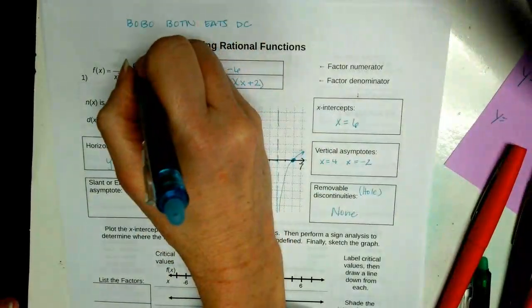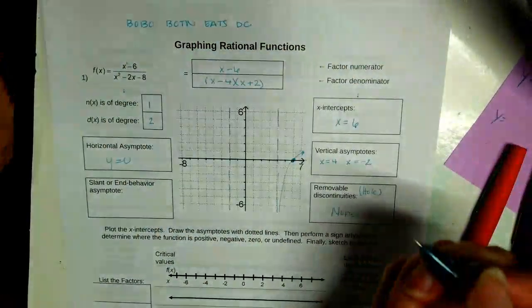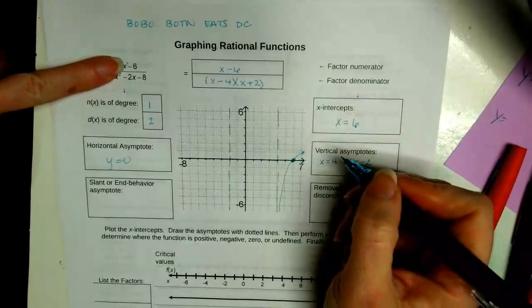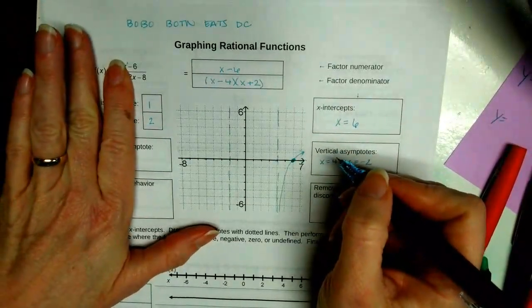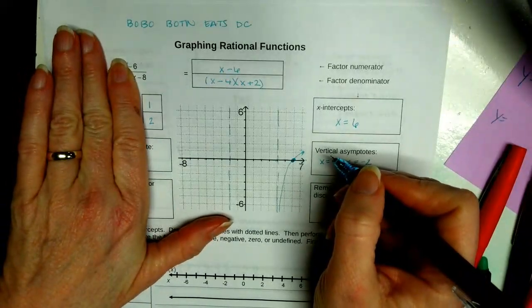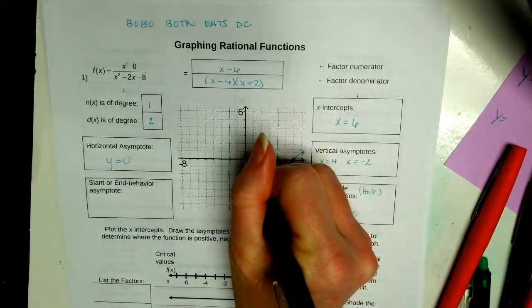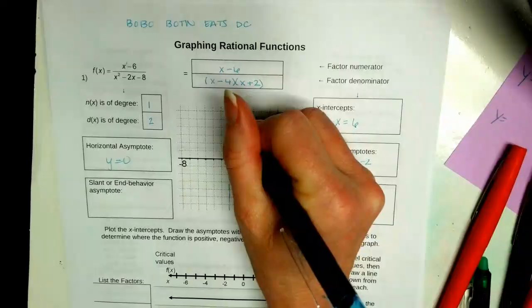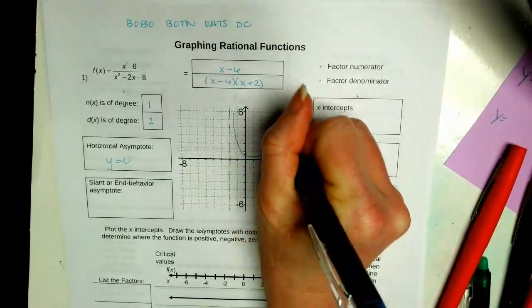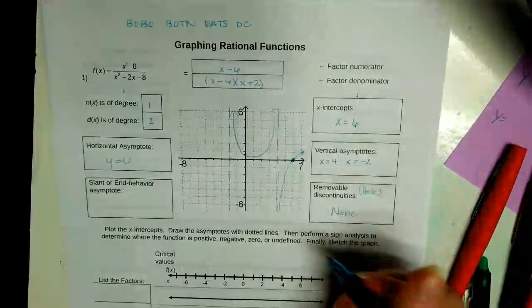Okay, so if you look, our y-intercept, remember your y-intercept is if you plug in 0 for x. So that means all of these would be gone, and I would be left with just -6 over -8. So positive 3/4. So that means I have a y-intercept right here. More than likely, this probably looks like this. I'm not for sure, but that's my guess.